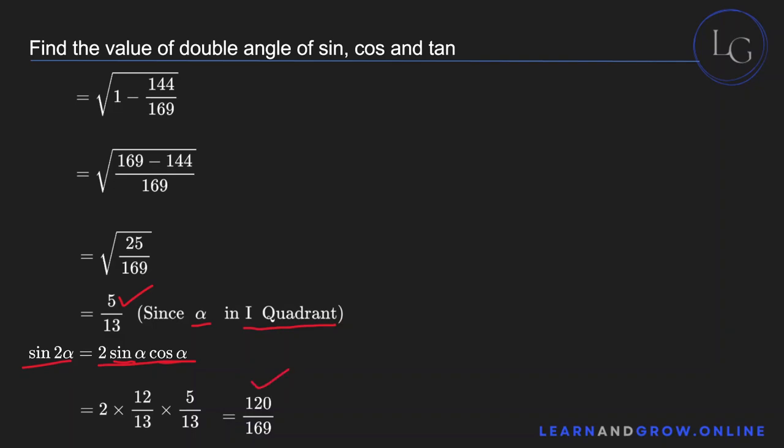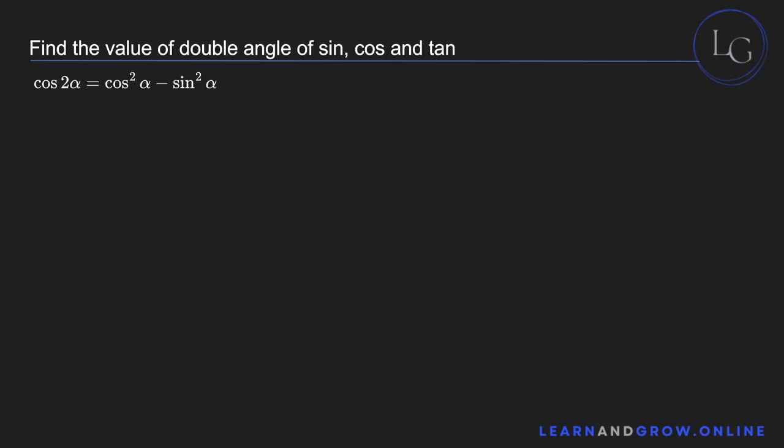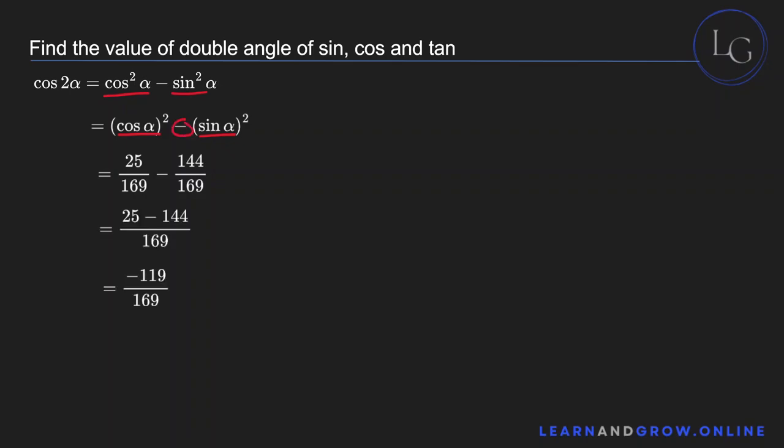Fairly simple. Now cos 2 alpha is equal to cos square alpha minus sine square alpha. We already found out what cos alpha is, and we already know what sine alpha is. So just take the squares of both and subtract them. Simple. You get minus 119 over 169.